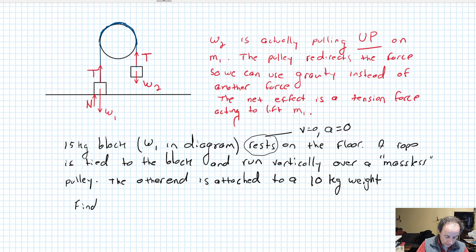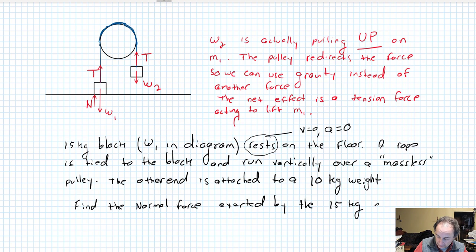Find the normal force exerted by the 15 kilogram block on the floor.